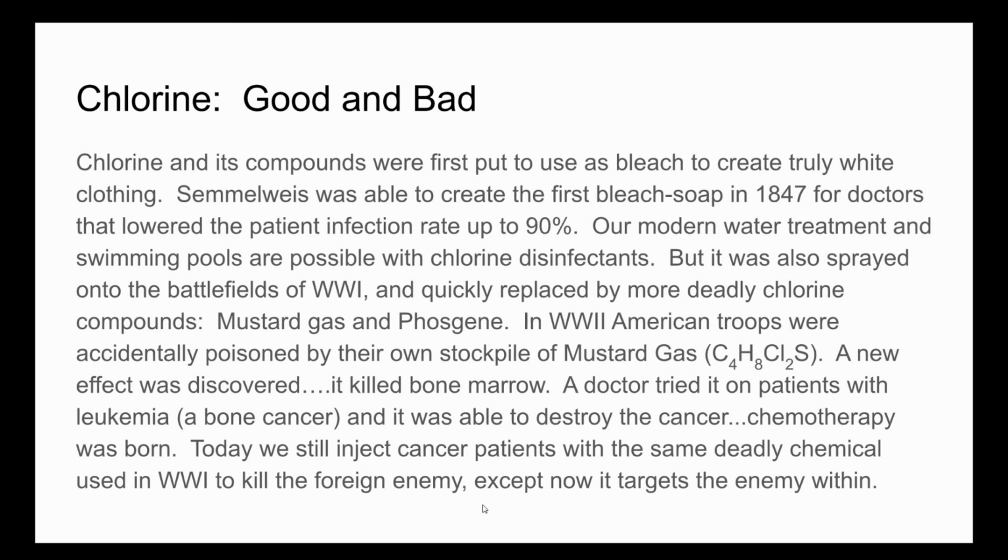Chlorine and its compounds were first put to use as bleach to create truly white clothing. Semmelweis was a doctor who was able to create the first bleach soap in 1847 that lowered the patient infection rate up to 90%. Our modern water treatment and swimming pools are possible with chlorine disinfectants, but it was also sprayed onto the battlefields of World War I and quickly replaced by more deadly chlorine compounds, mustard gas and phosgene. In World War II, American troops were accidentally poisoned by their own stockpile of mustard gas.